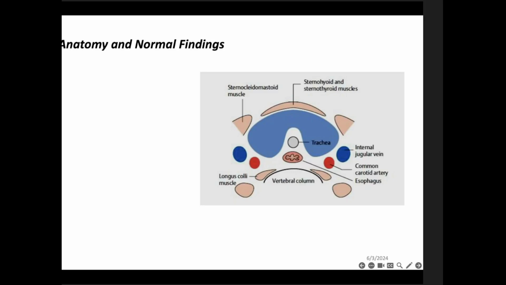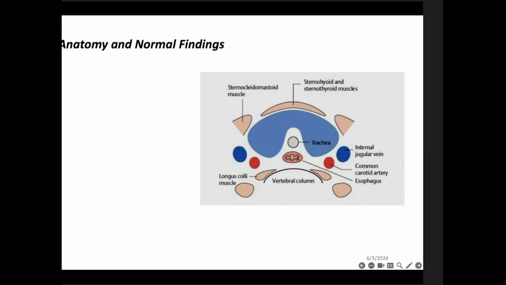So we have the right lobe and left lobe, connected by the isthmus, and then the anterior muscles of the neck, sternohyoid, sternothyroid, and the sternocleidomastoid muscle on the lateral aspect. Immediately behind the isthmus is the trachea with bright rings, and then posterior to that, a little bit to the left, is the esophagus usually seen, and then posterior and lateral are the jugular and the common carotid vessels.